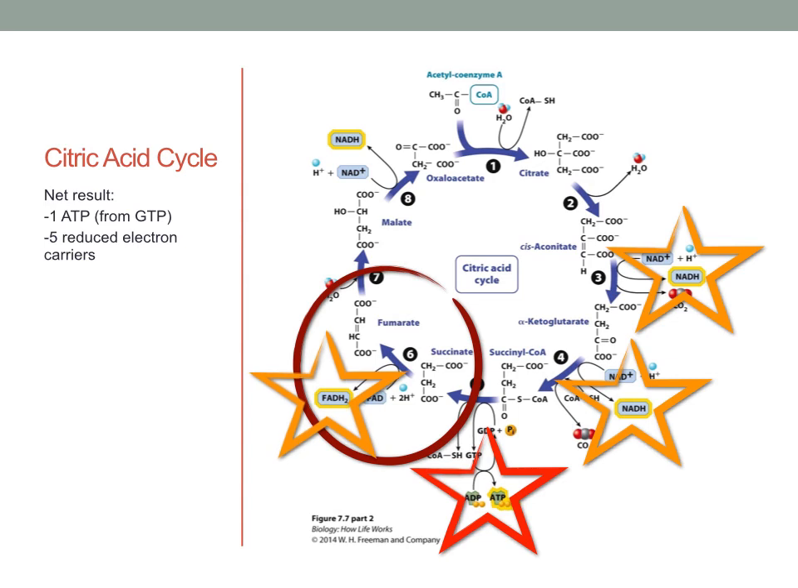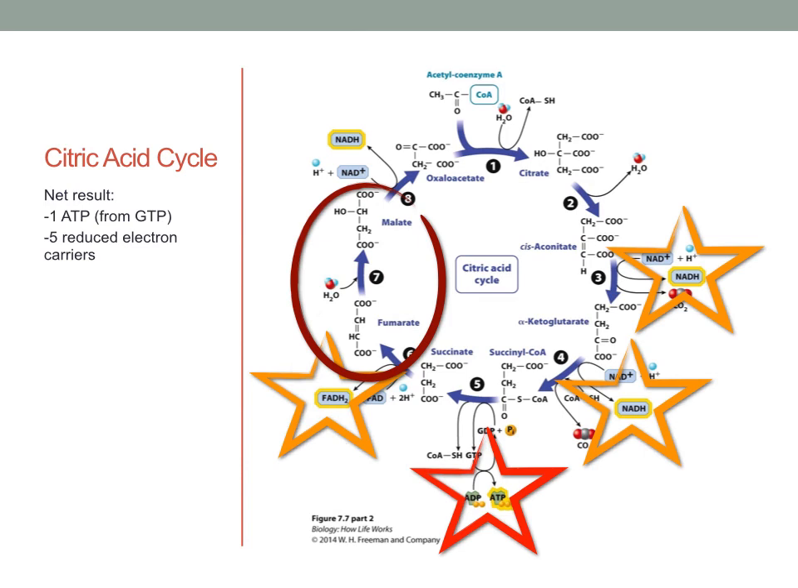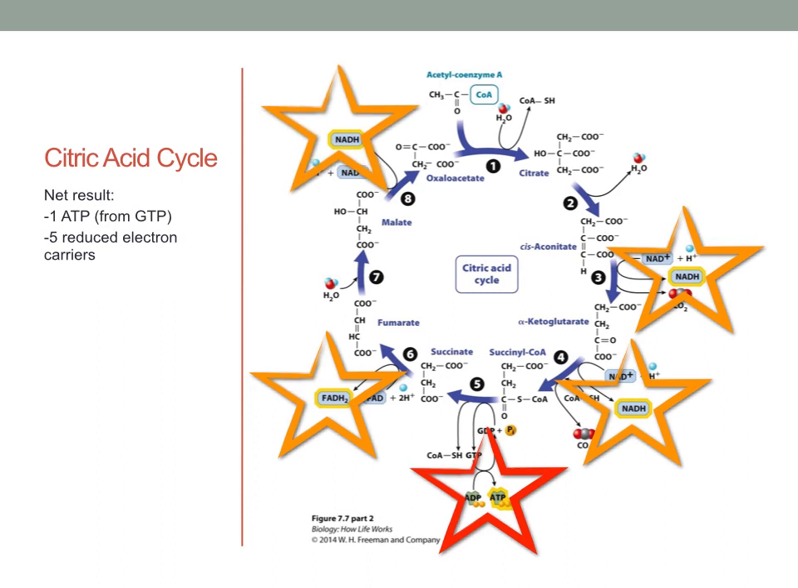The fumarate formation is accompanied by the production of another electron carrier that we have never seen before, the FADH2. It has the same function as the NADH to carry high energy electrons. The fumarate will be converted into malate, and finally the malate will be converted into oxaloacetate, again with the formation of a NADH molecule.